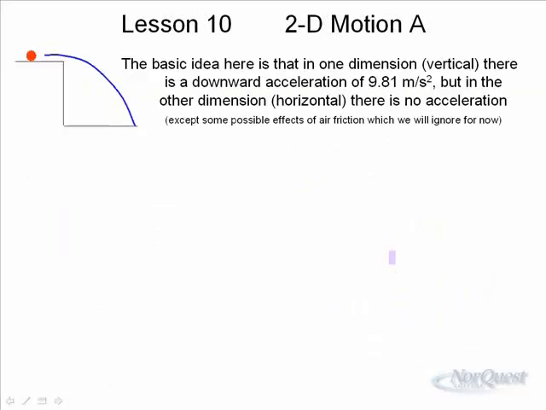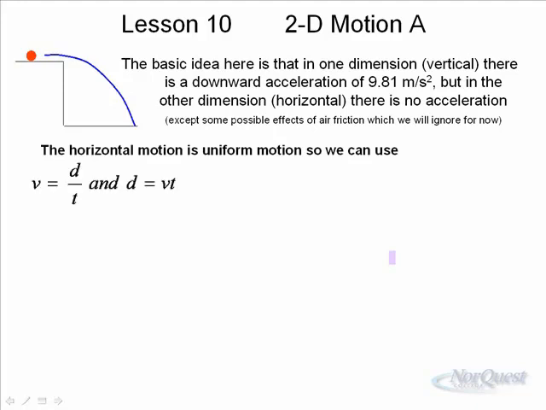So the basic idea here is that in one dimension, vertical, there is downward acceleration of 9.81 meters per second squared, but in the other dimension, horizontally, there is no acceleration. Now, we, of course, are ignoring the effects of air friction. All right? As you get more sophisticated in physics, you'll start to include things like friction and so on. So the horizontal motion is uniform motion, so we use v is equal to d over t, distance is equal to speed times time. So we know the speed already is 5 meters per second.